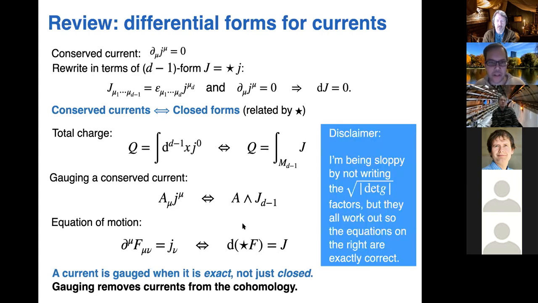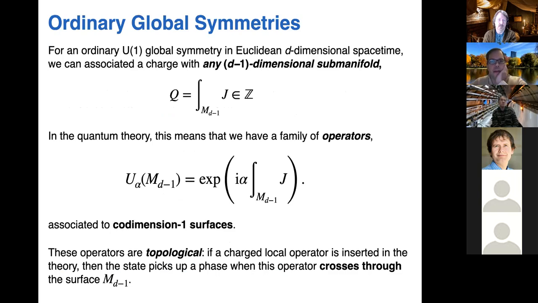And I've been sloppy here with square roots of determinant of g, but all these differential form equations on the right are correct as they are without inserting anything else. So all the sloppiness is on the left-hand side. And so we can integrate these currents over slices of space-time to get charges. And in the quantum theory, we can get operators that are associated with these charges. And in fact, there's a whole family of operators.